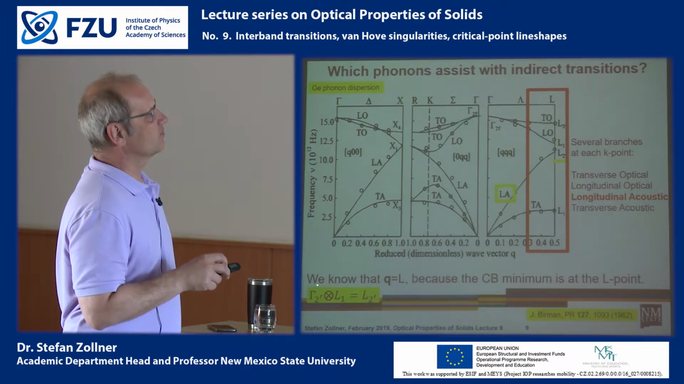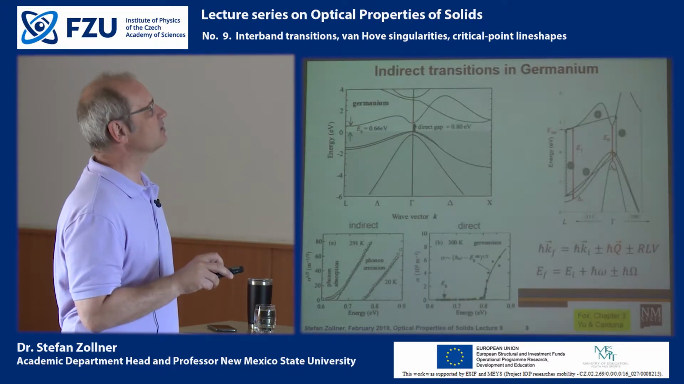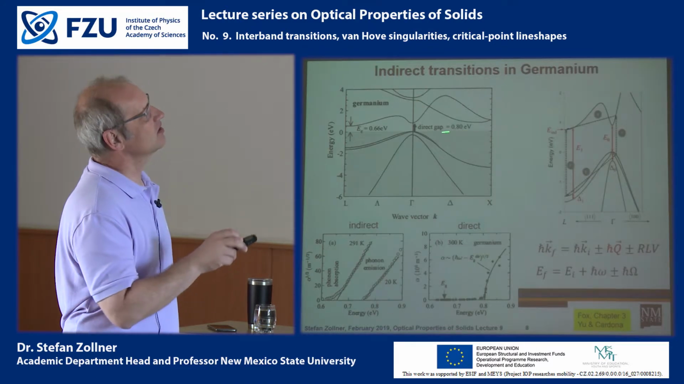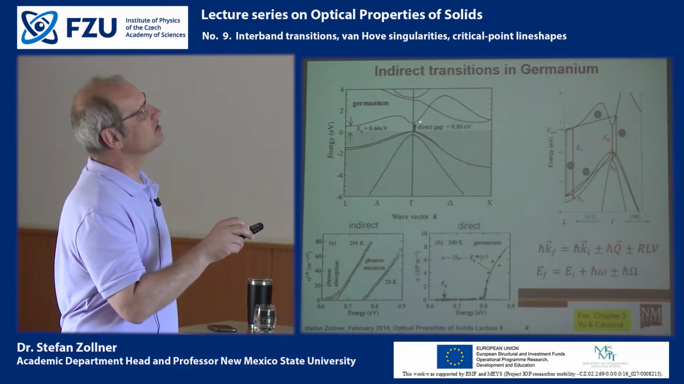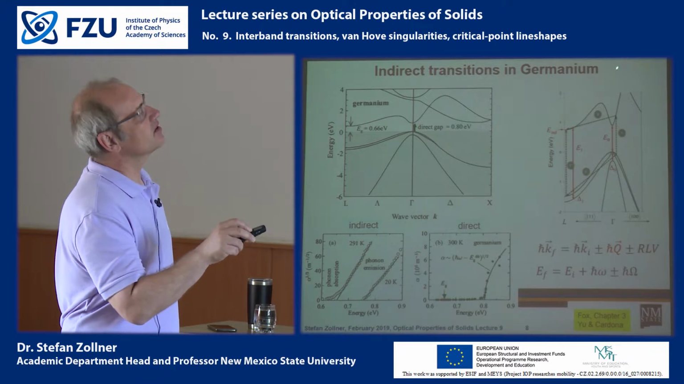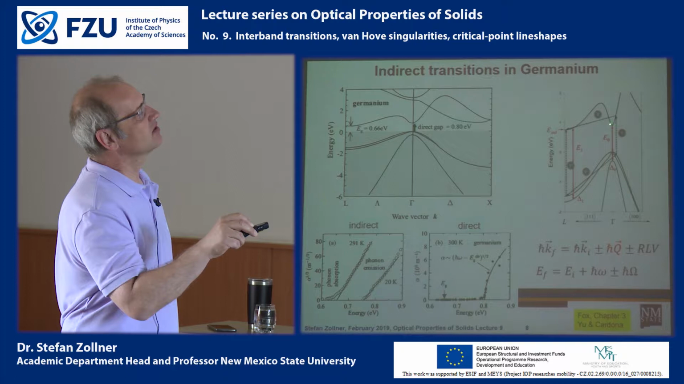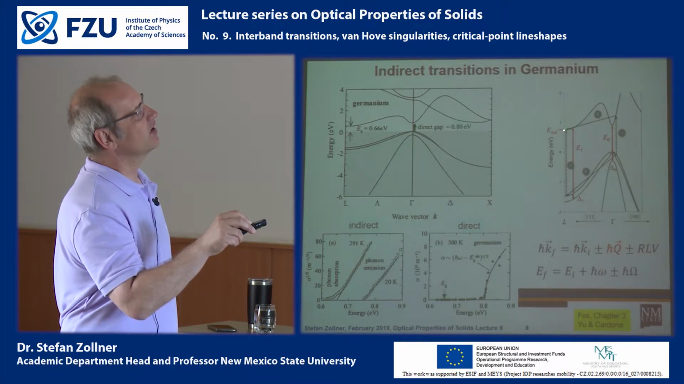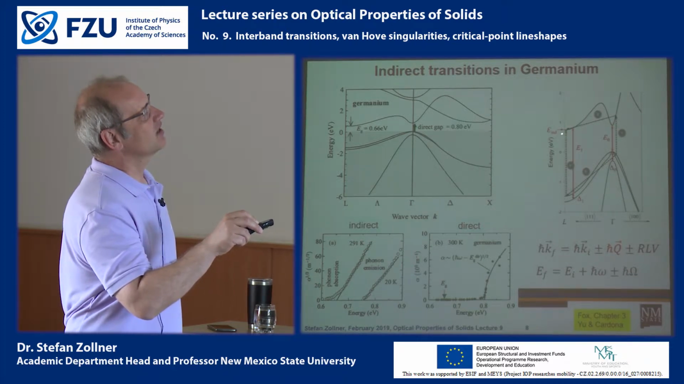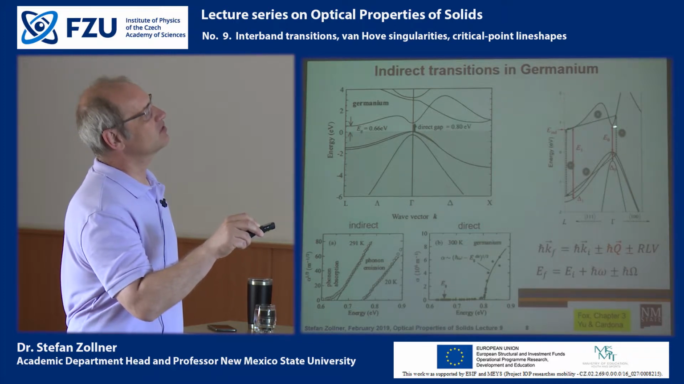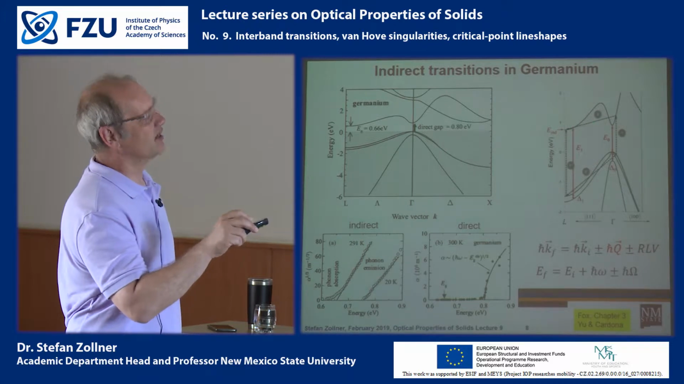So the initial electron state, if we look at the band structure, do I have a band structure somewhere? Yeah, here. The intermediate state has gamma 2 prime symmetry, and the final state has L1 symmetry. So we need a phonon which can bring us from a gamma 2 prime state to an L1 state.